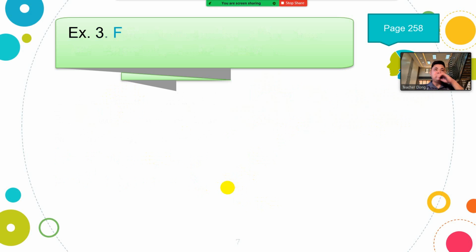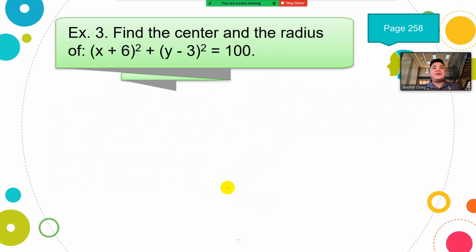Next. Example number 3. Find the center and the radius of, okay, so quantity x plus 6 squared plus quantity y minus 3 squared equals 100. So in this case, we're looking for the center and the radius. In the previous examples earlier, we were looking for the equation of a circle using its center and its radius. So this time, we are going to find the center and the radius using the equation of a circle. Now, how?